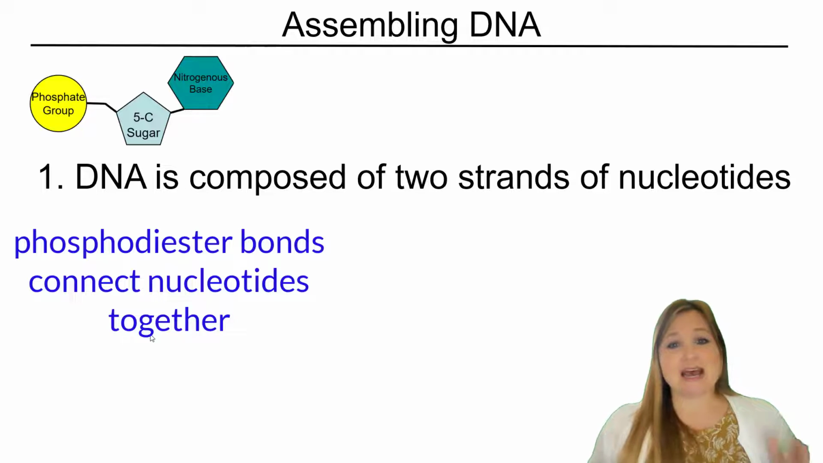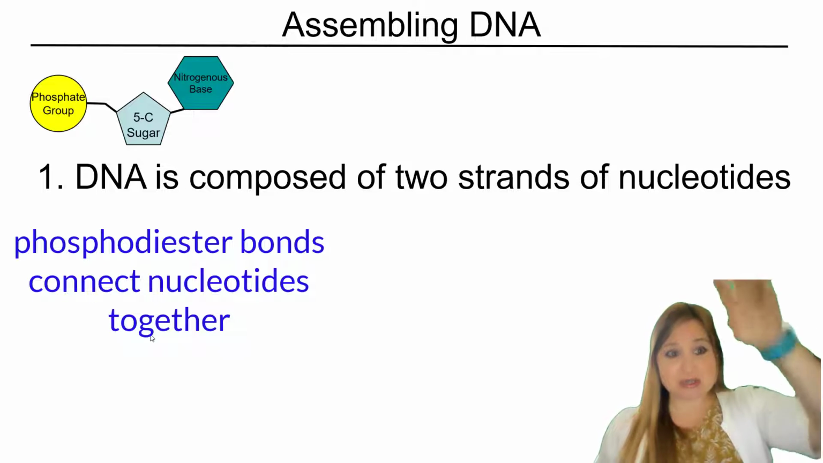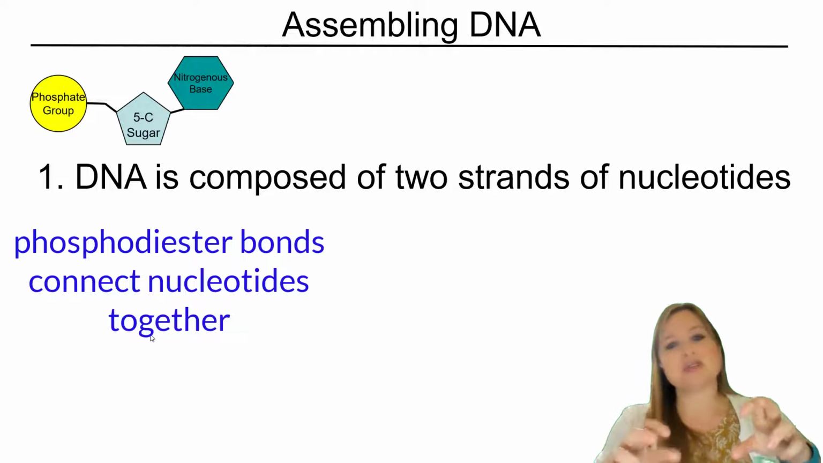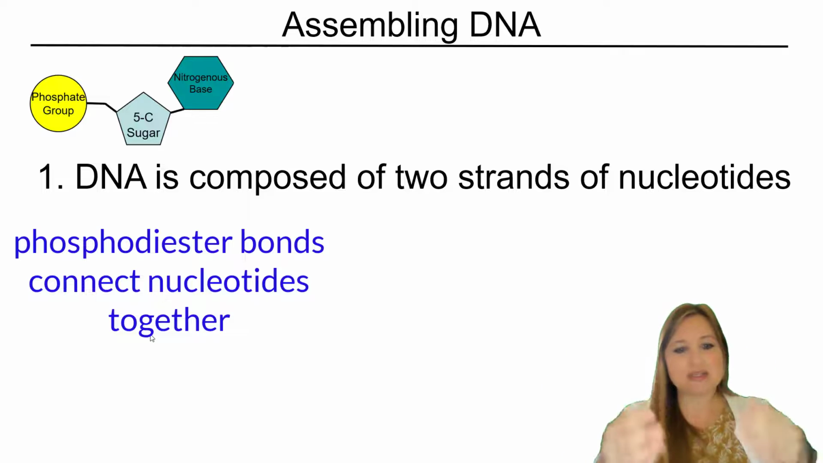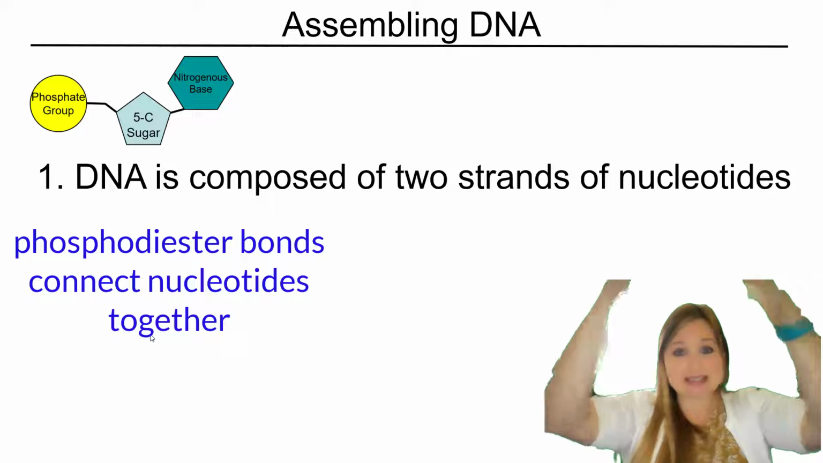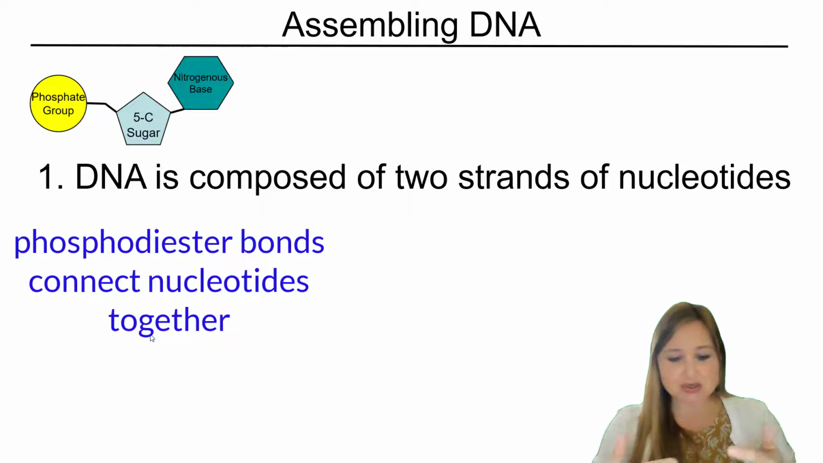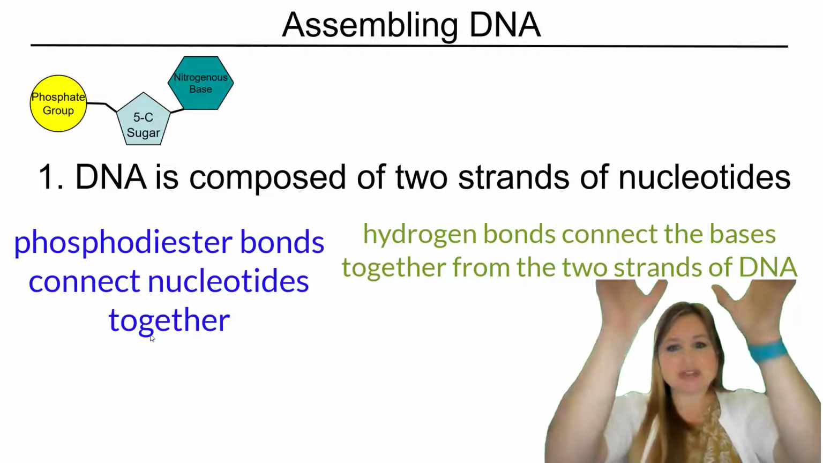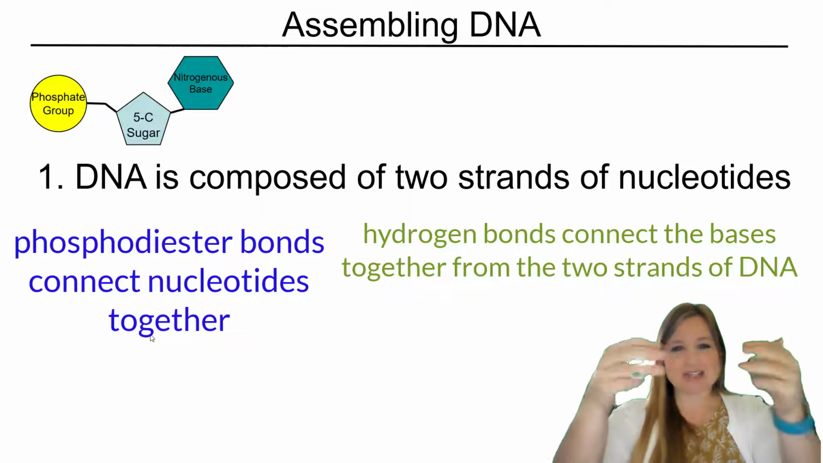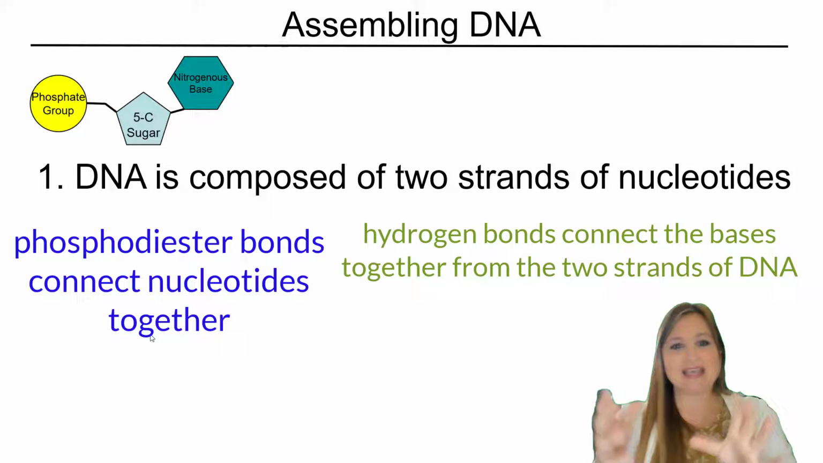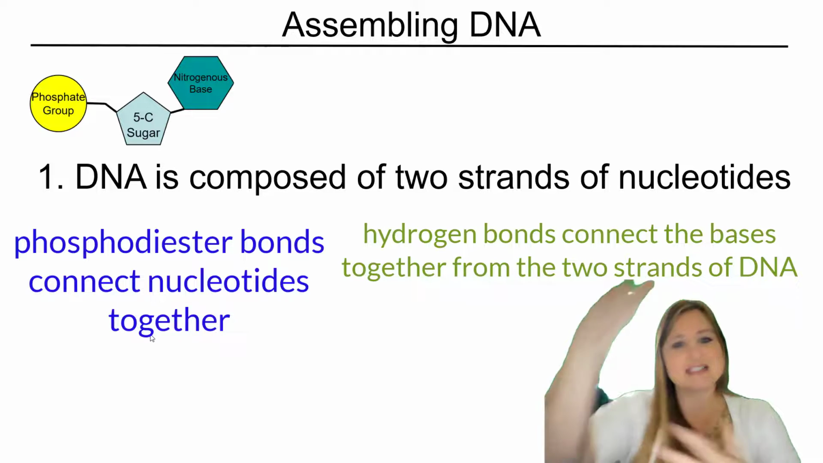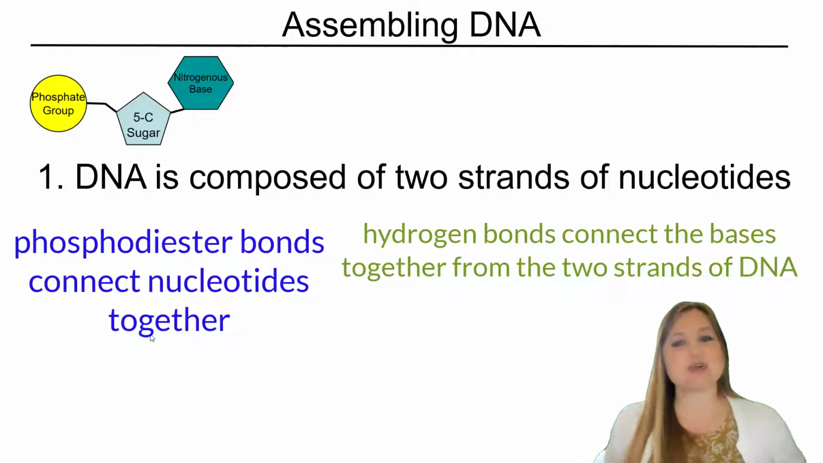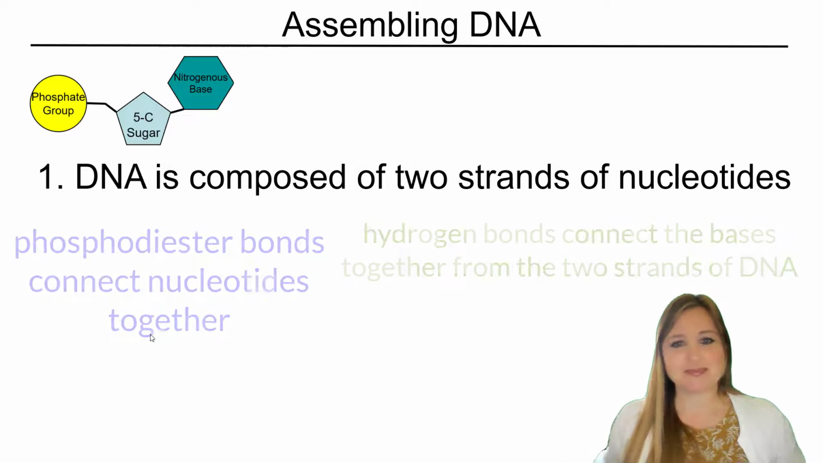Now, not only does DNA have one strand of these nucleotides bonded together, it has a second strand, right? And those strands are going to connect together. The bases are going to also bond together through hydrogen bonds. So we have the two strands, the bases are going to fit into the center, and then that whole thing twists into a helix, a double helix, because there are two strands twisting into that helix.